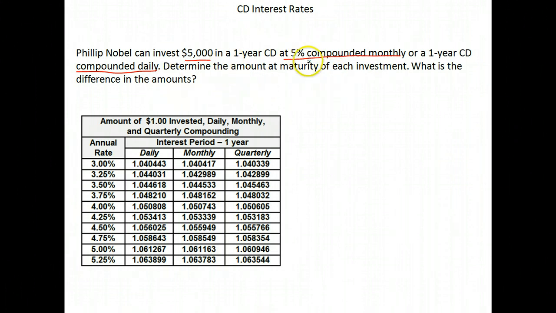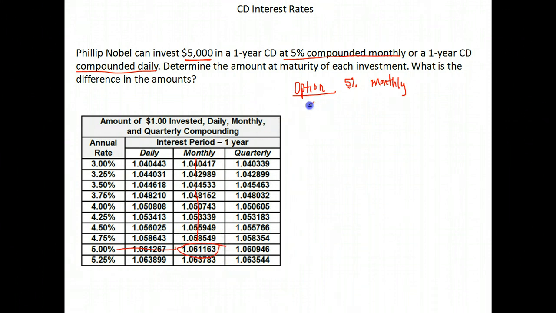Okay, so he has two options here. So let's start with option number 1. Option number 1 was 5% compounded monthly. Okay, he's investing $5,000, but what we'd want to do is take the 5% compounded monthly and find that in our chart here. So here's 5%. Then we want to go over to monthly, which is the middle column.